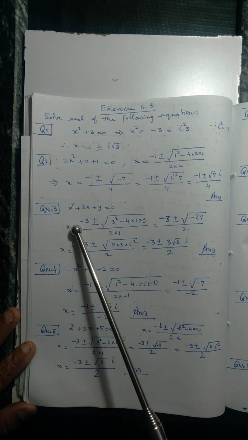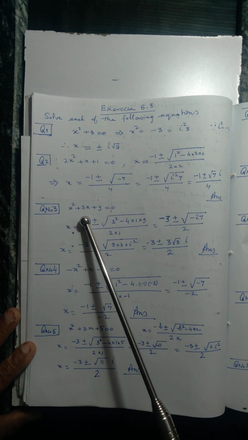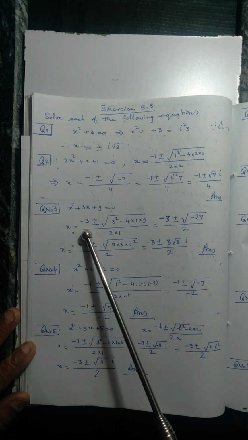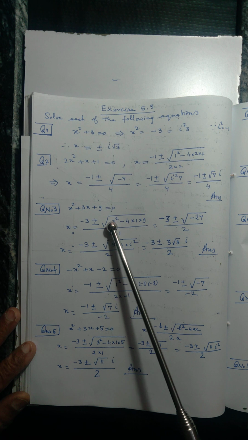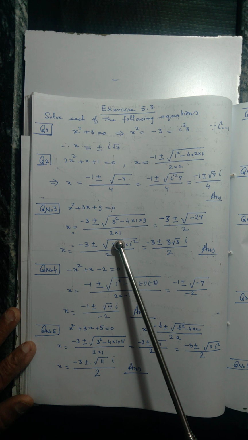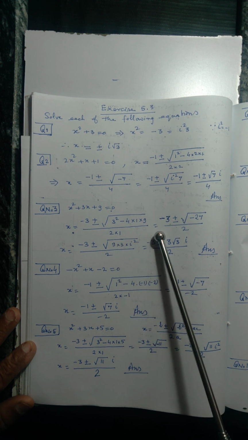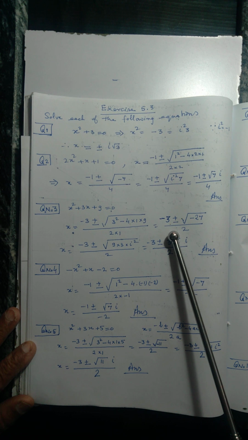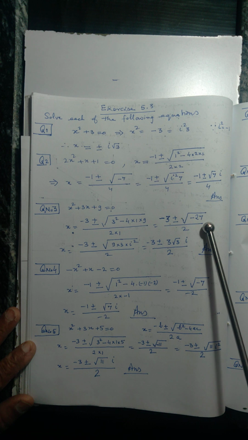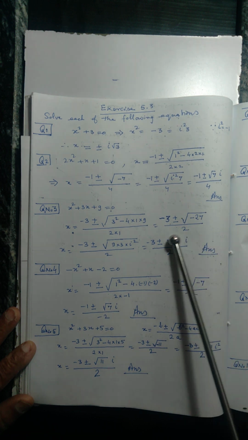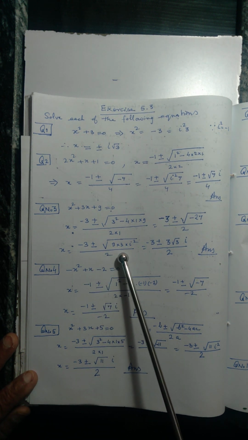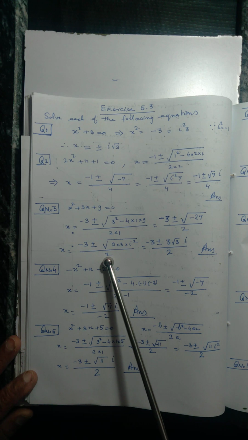Now come to question number 3. X square plus 3x plus 9 equal to 0. So x is equal to minus 3 plus minus root of 3 square minus 4 into 1 into 9, whole divided by 2 into 1. That will be equal to minus 3 plus minus root of minus 27. In place of minus 27, I have written here, you see, minus 3 plus minus root of 9 into 3 into iota square by 2.